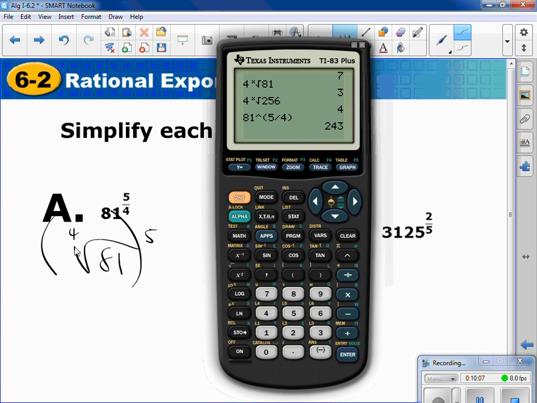What I'm really doing here, what's the fourth root of 81? 3. And what's 3 to the fifth? Well, if 3 to the fourth is 81, 81 times 3. What's 8 times 3? 24. What's 3 times 1? 243.